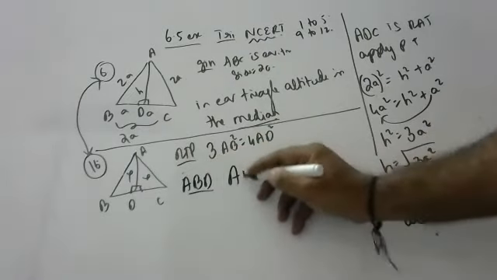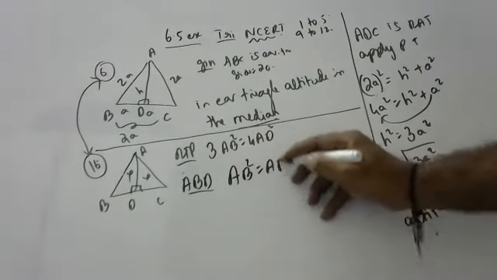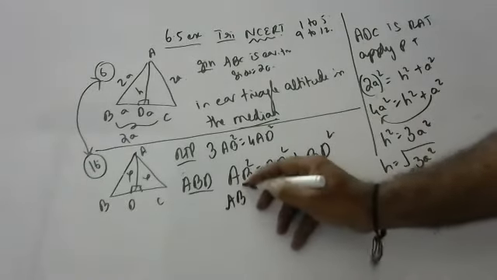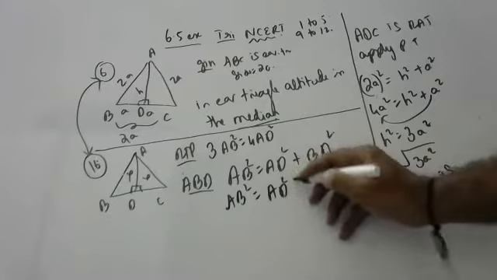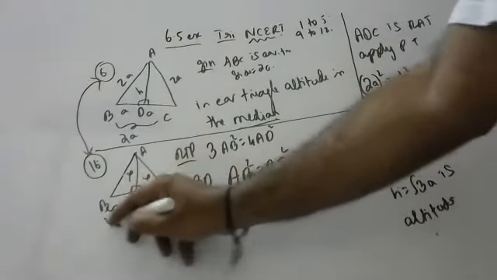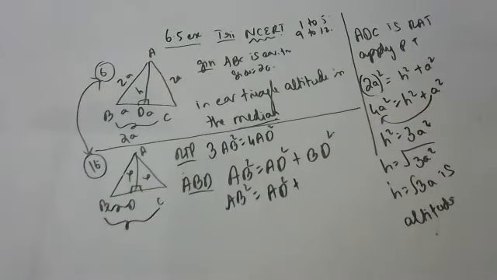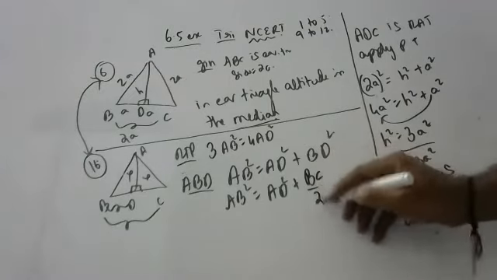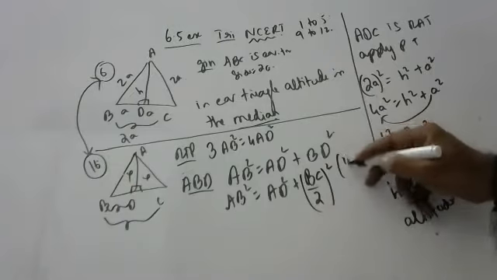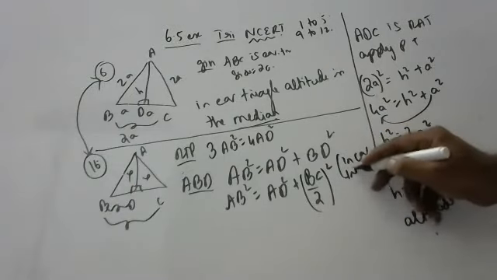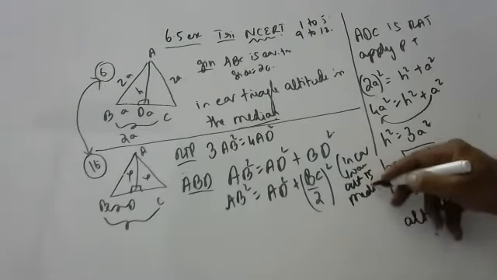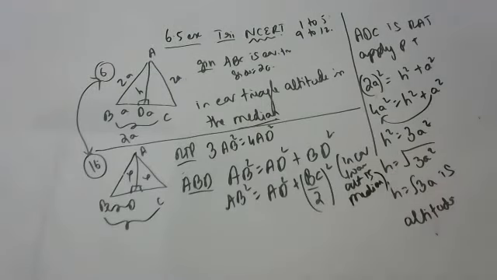AB squared is equal to AD squared plus BD squared. Okay, so AB squared is equal to AD squared plus, what should we write BD as, children? BD is half of BC, sir. BC by 2, whole squared. Why? Because in an equilateral triangle, the altitude is the median.